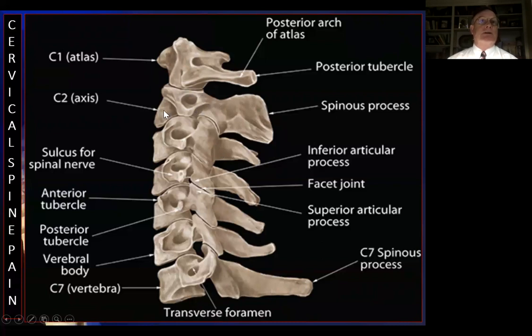So you see the axis is C2 and the atlas is C1, and then C3 through C7. You'll have the posterior tubercles, and the nerves exit here. Of course, the vertebral arteries go up through the foramen transversarium area. We'll talk about how that transitions in just a little bit.